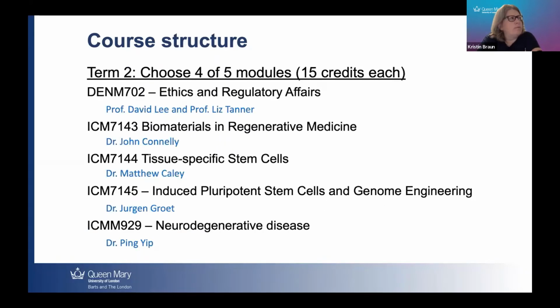Then in the second term, which starts in January, well, at the beginning of January, students have exams from semester 1, and then they start term 2. And students have the option of choosing 4 out of 5 modules. The choices are ethics and regulatory affairs, which is offered by our colleagues in engineering, biomaterials and regenerative medicine, tissue-specific stem cells, induced pluripotent stem cells and genome engineering, and neurodegenerative disease. So students choose 4 of these 5 modules, and we can help with the choice. Usually students get an idea during semester 1 of the things that interest them, but the students will have advisors and can obviously talk through their interests with their advisor to help them make the choices that are best for their training.